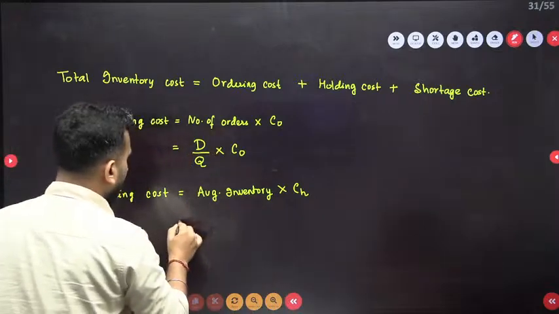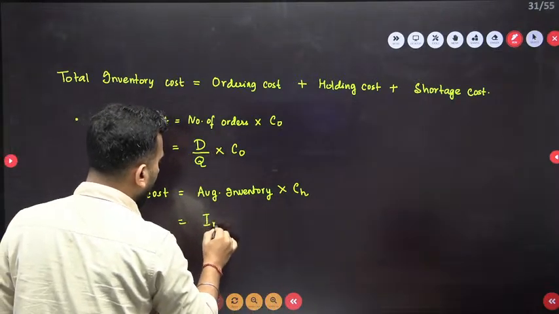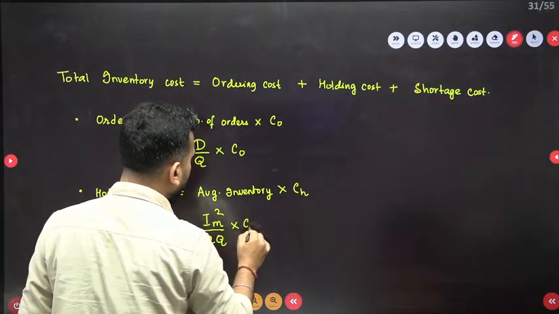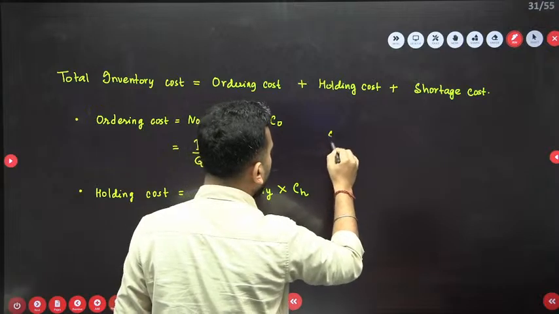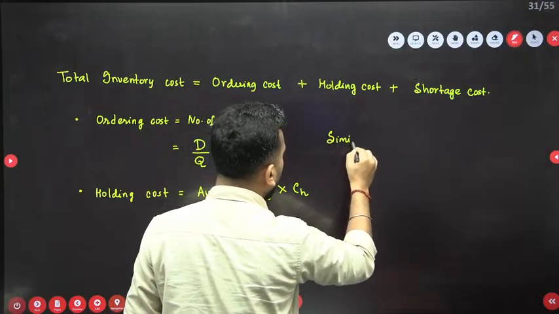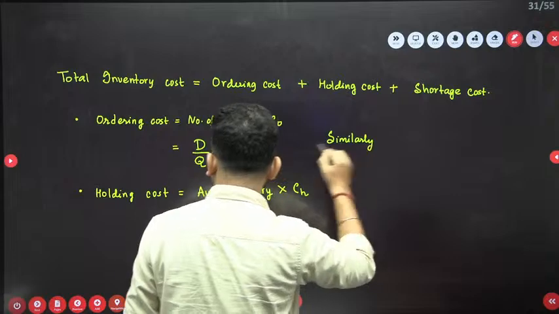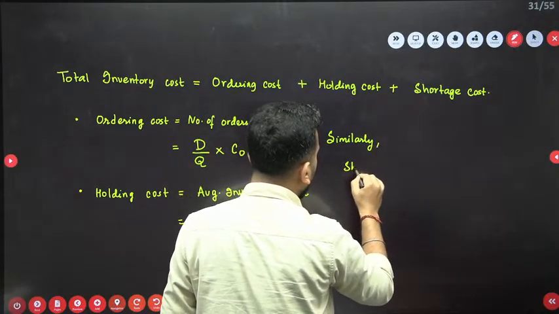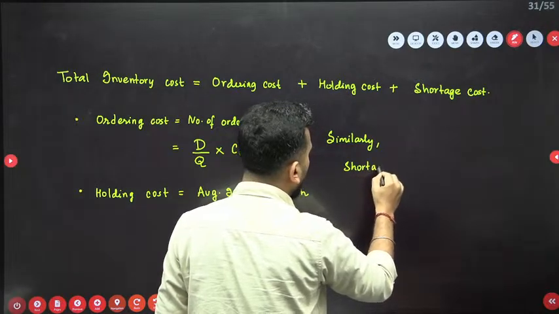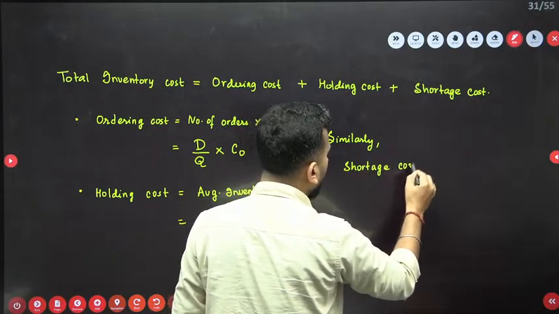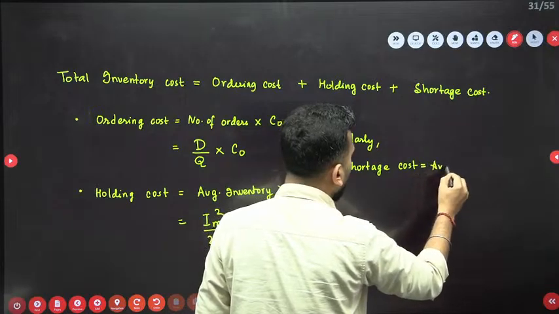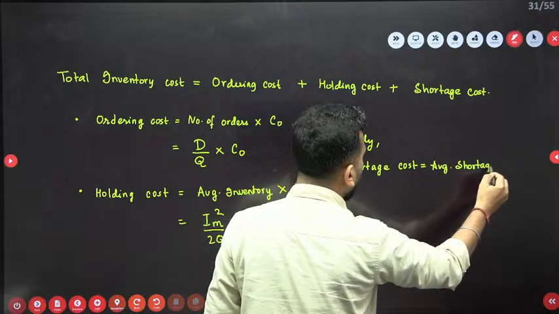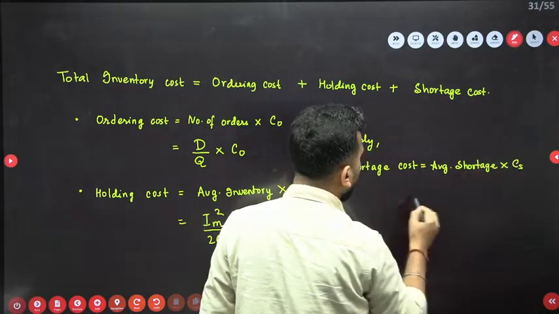So average inventory is what? Average inventory is IM square by 2Q into CH, and similarly what will be the average shortage cost? The shortage cost will be average shortage into CS, I can say.